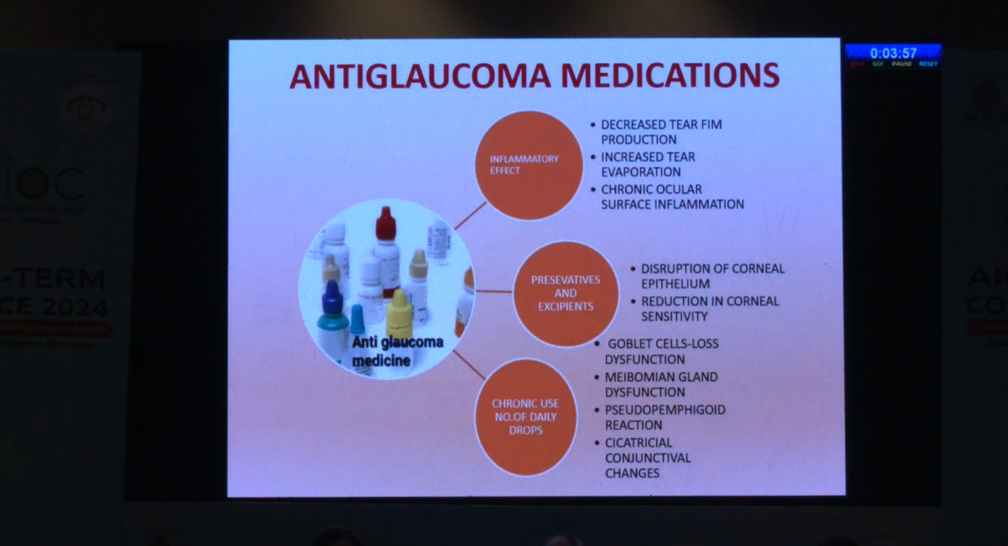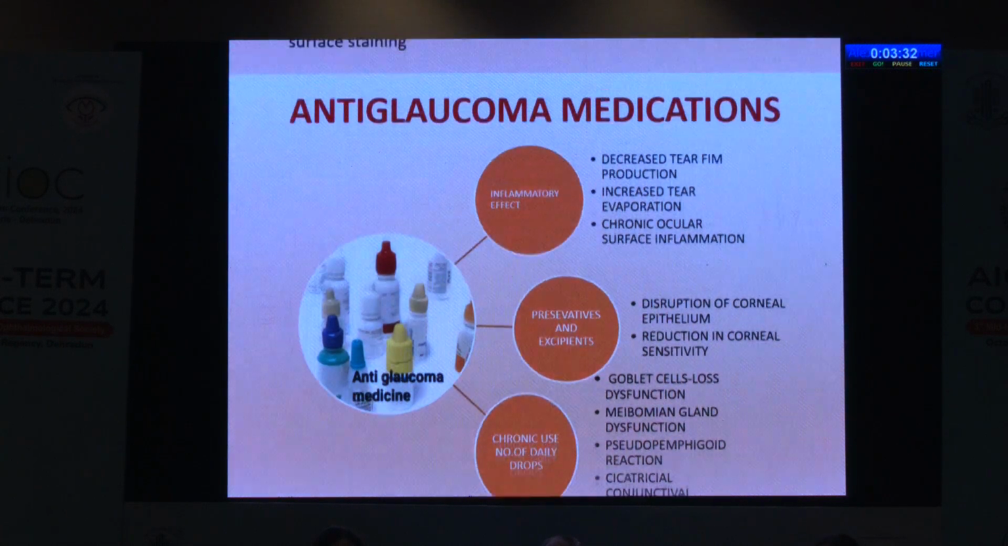Anti-glaucoma medications have an inflammatory effect on the tear film, reducing the production of tear film. They have effect because of the preservatives and excipients, which disrupt the corneal epithelium and reduce the corneal sensitivity. The chronic use and the number of daily drops put in the eye every day have been shown to cause goblet cell loss and dysfunction, meibomian gland dysfunction, pseudopemphigoid reactions as well, and cicatricial conjunctival changes.